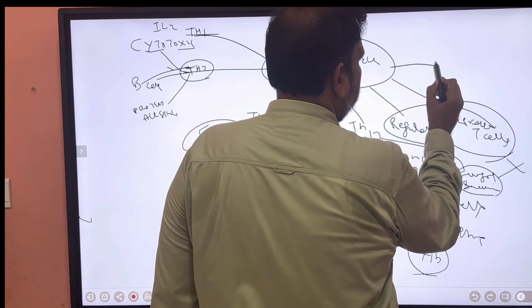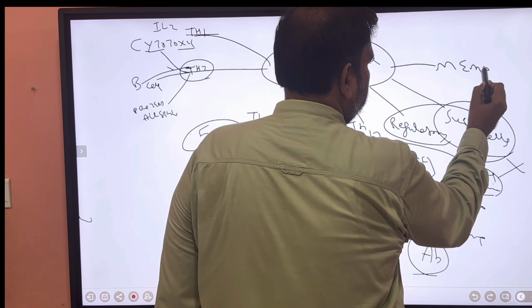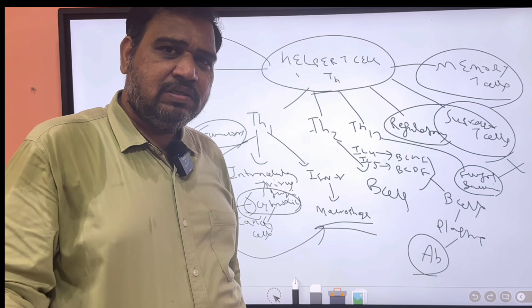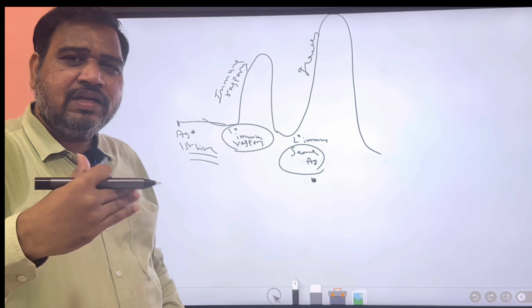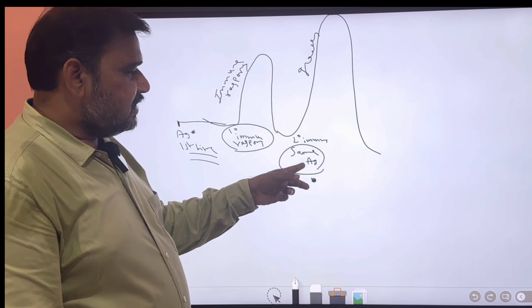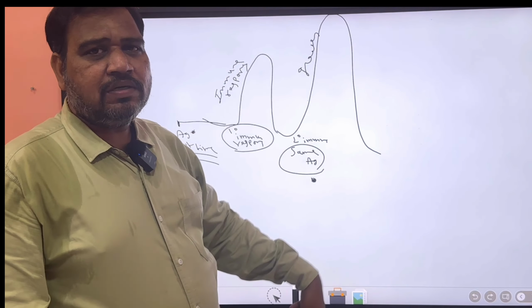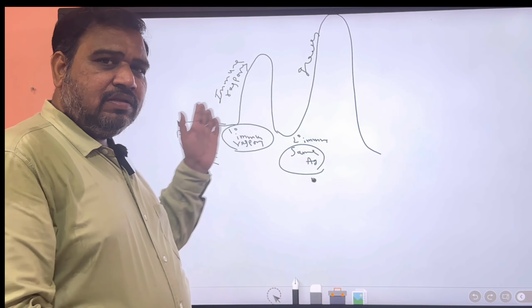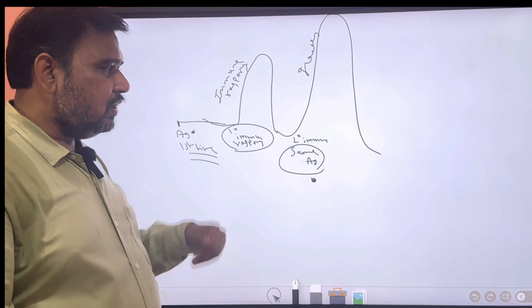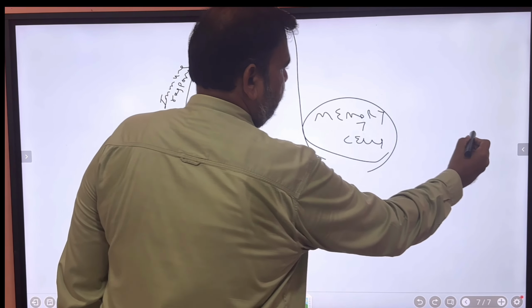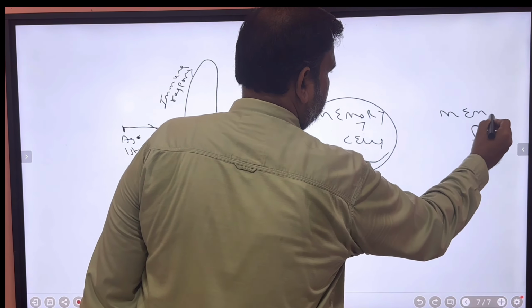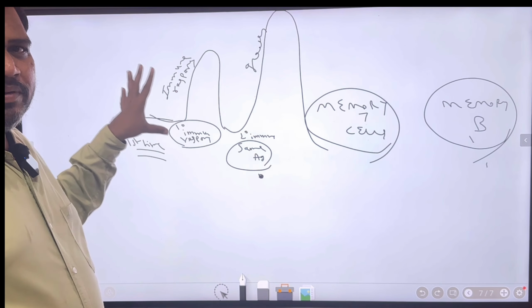And another cell, memory T cells. Memory cells are also present for B cells. When your body is exposed to the same antigen a second time, the immune response is greater than the first time exposure. The reason is memory T cells. Same thing for B cells also, memory B cells are there. So secondary immune response is greater than primary immune response.